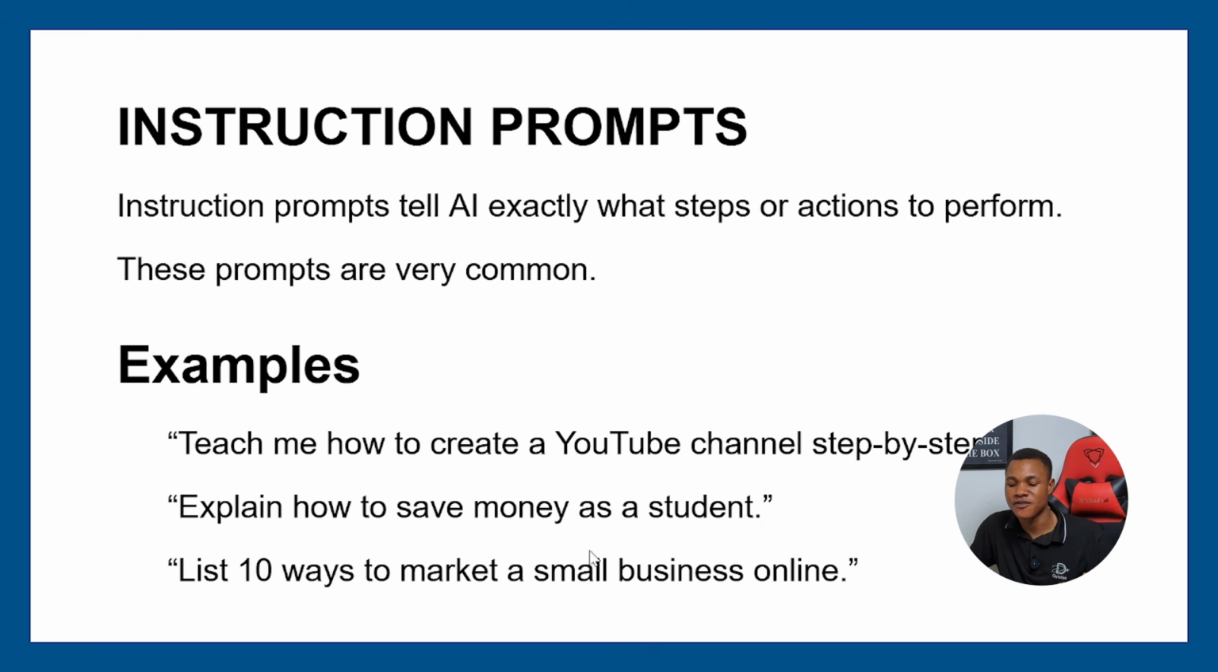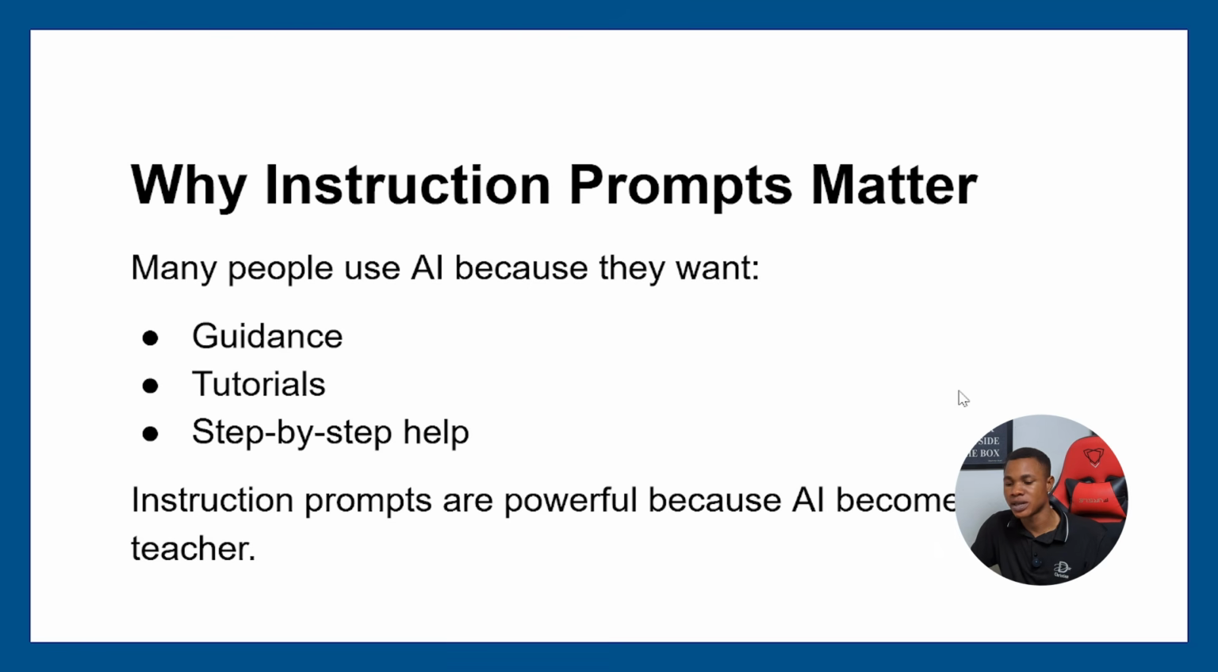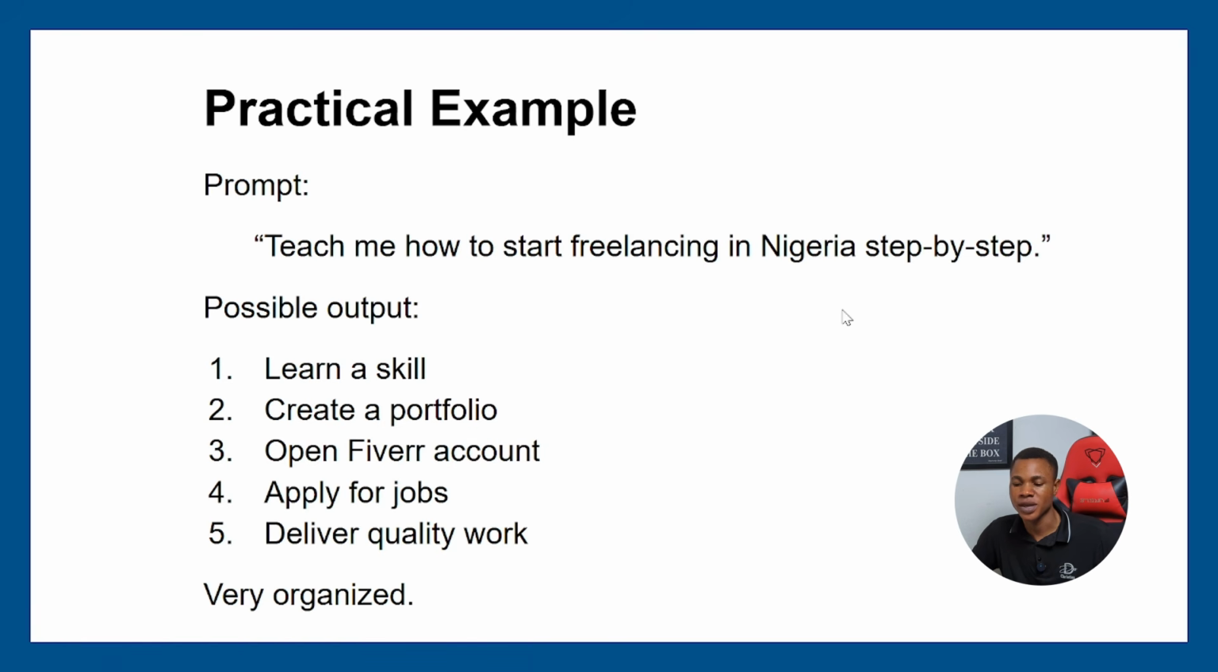Now, explain how to save money as a student. It's an instruction. List 10 ways to make a business online. If I do that, you can see the result, but I don't want to do that now, I want you to do it. So why do instruction prompts matter? Many people use AI because they want guidance, tutorials, step by step instructions, etc. So instruction prompts are actually very, very important.